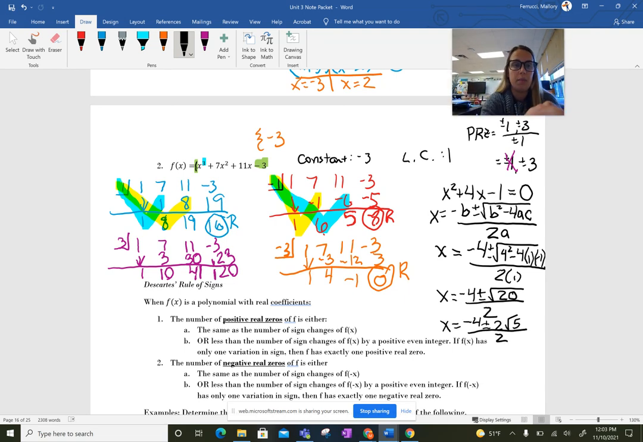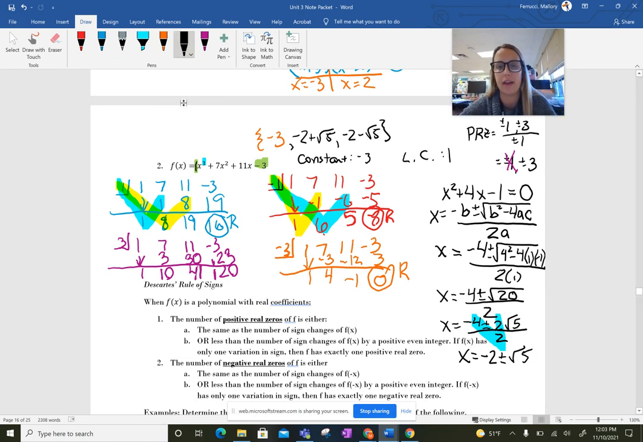And then what you do from here is you divide both this number and that number by 2. Do not divide the radical 5 by 2, because the radical 5 is directly attached to the 2. So this answer is -2 plus or minus radical 5. So those are the other 2 roots. So we have -2 plus radical 5 and -2 minus radical 5.